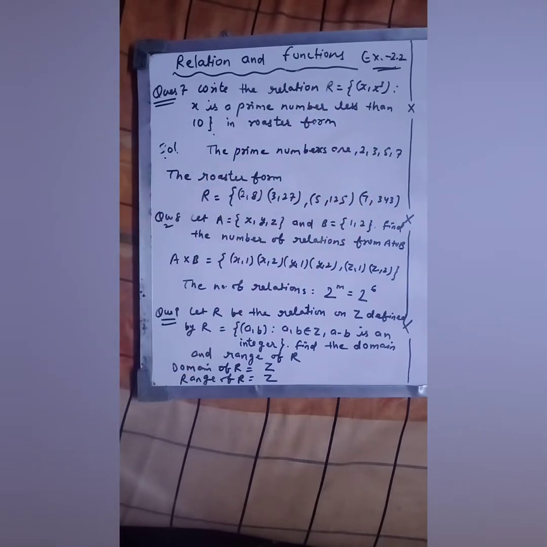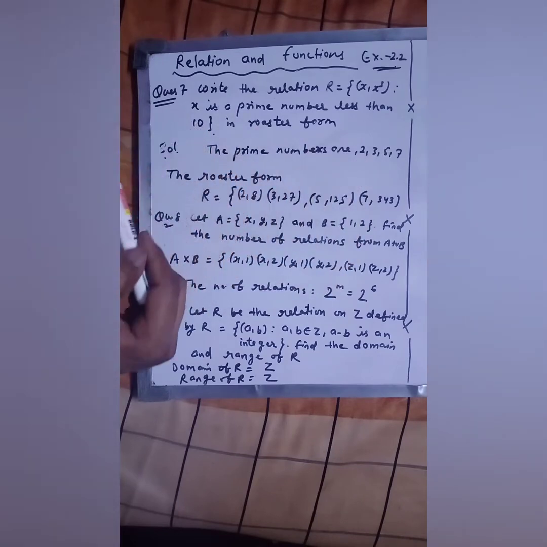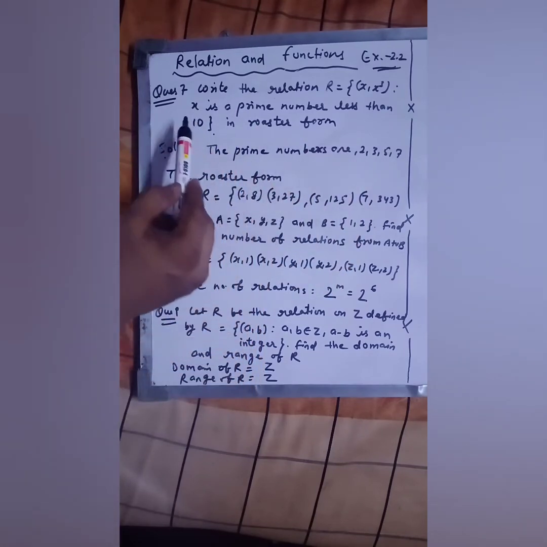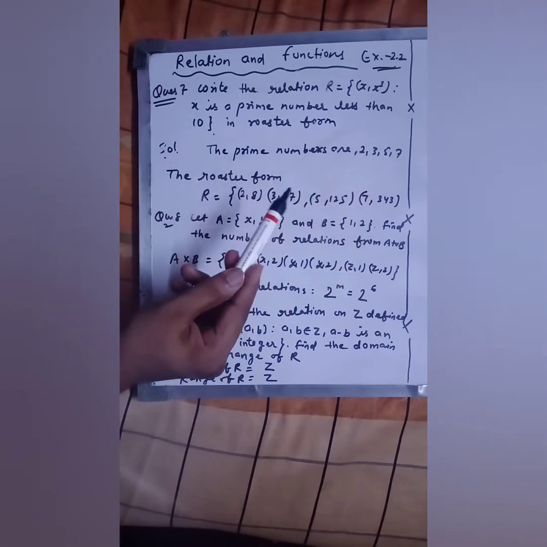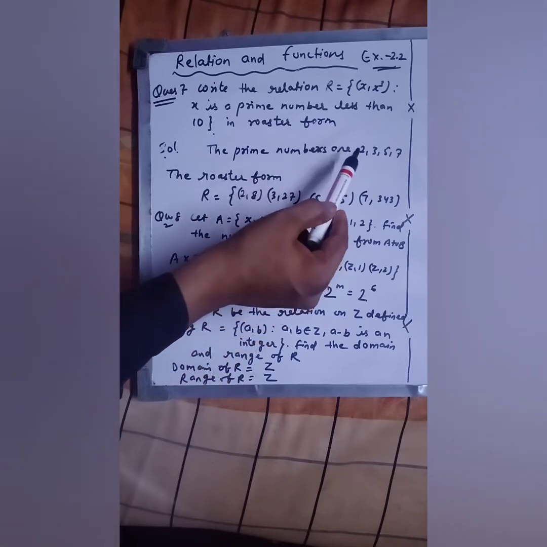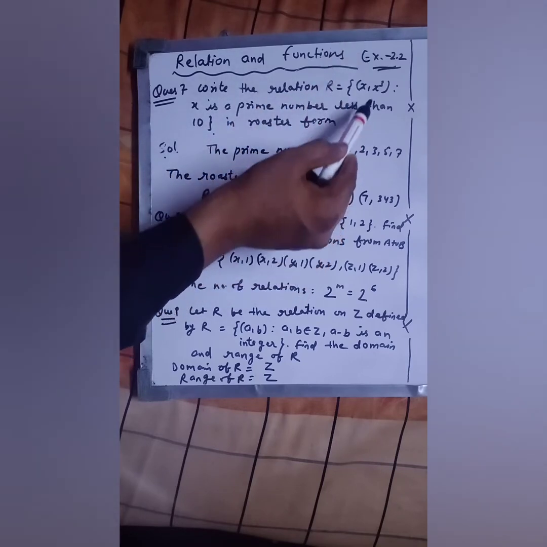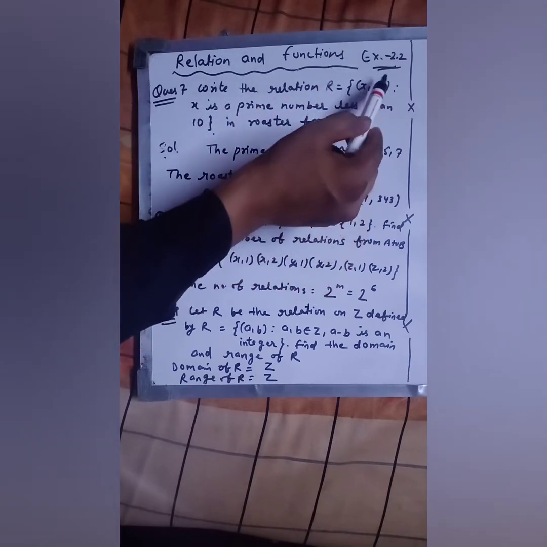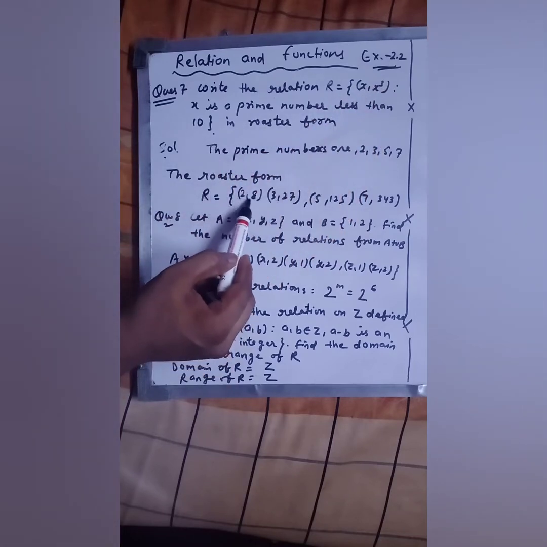Okay, so first of all we should know what the prime numbers are. The prime numbers less than 10 are 2, 3, 5, 7. Hence the required roster form: suppose your first number is 2, so x is 2. Your relation will be x cube, that is 2 raised to power 3, and you will get 8. So the first relation will be 2 comma 8.